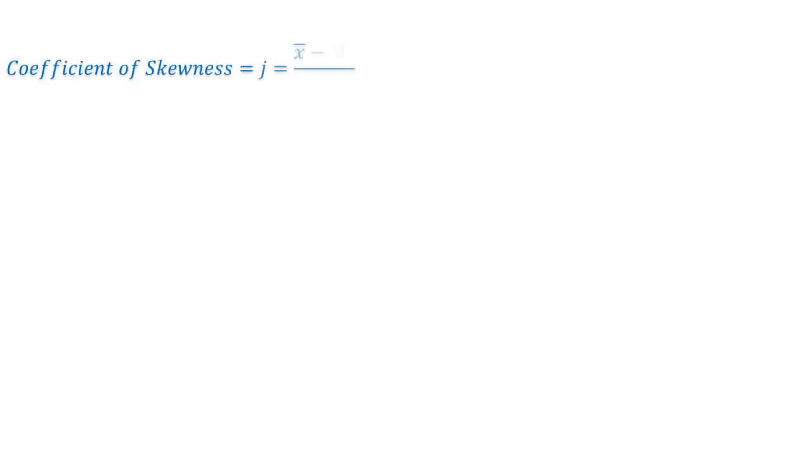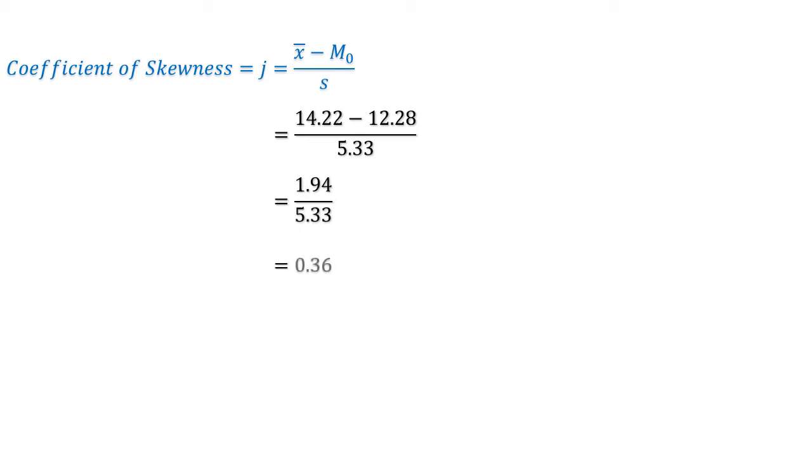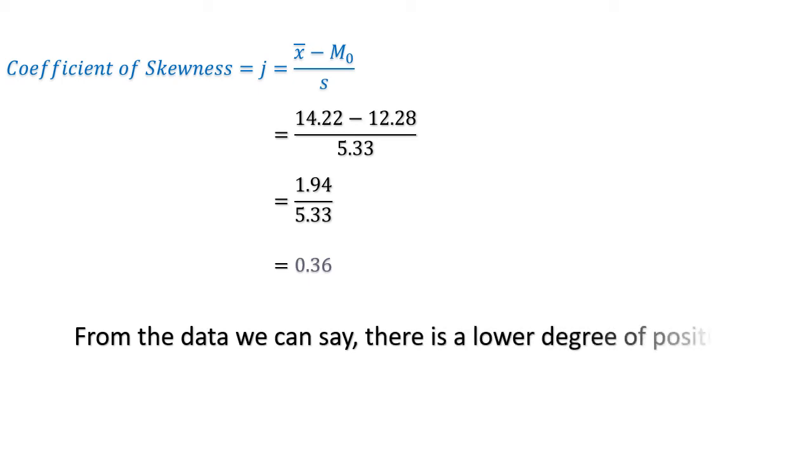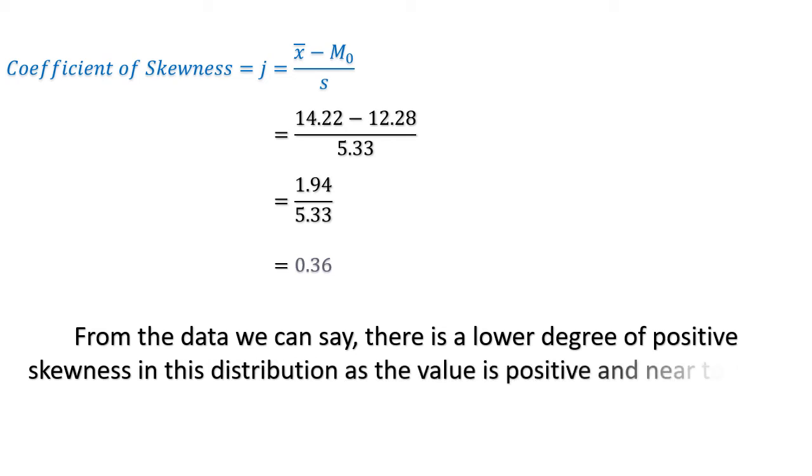Coefficient of skewness J is equal to x bar minus mode upon s, which is 14.22 minus 12.28 upon 5.33, which is 1.94 upon 5.33, which is 0.36. Because it's a coefficient measure, no units of measurement are there. If we want to write a statement from the data, we can say there is a lower degree of positive skewness in this distribution because the value is positive and it is near to 0. 0.36 is near to 0. So there is a low degree of skewness, and because it's positive, it is a lower degree of positive skewness. We will move forward with the last question of this tutorial.